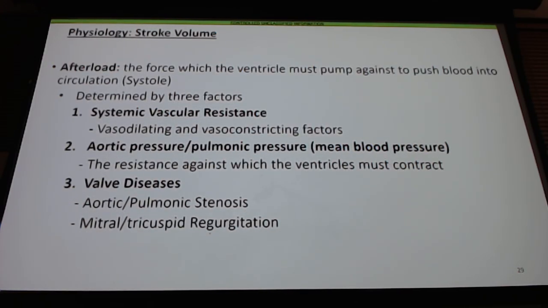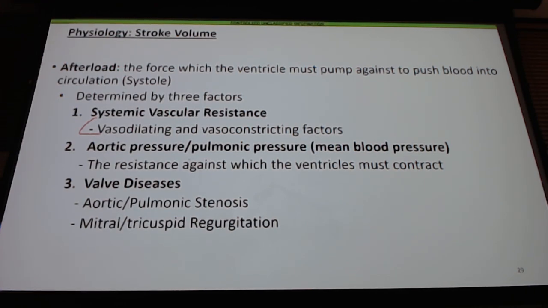So things that could impact your afterload, your systemic vascular resistance. What are the blood vessels doing? Are they constricted or are they dilated? You don't want an excessive amount of dilation because you're not going to get the flow then, right? But you also don't want an excessive amount of vasoconstriction because that's going to interfere with the flow.